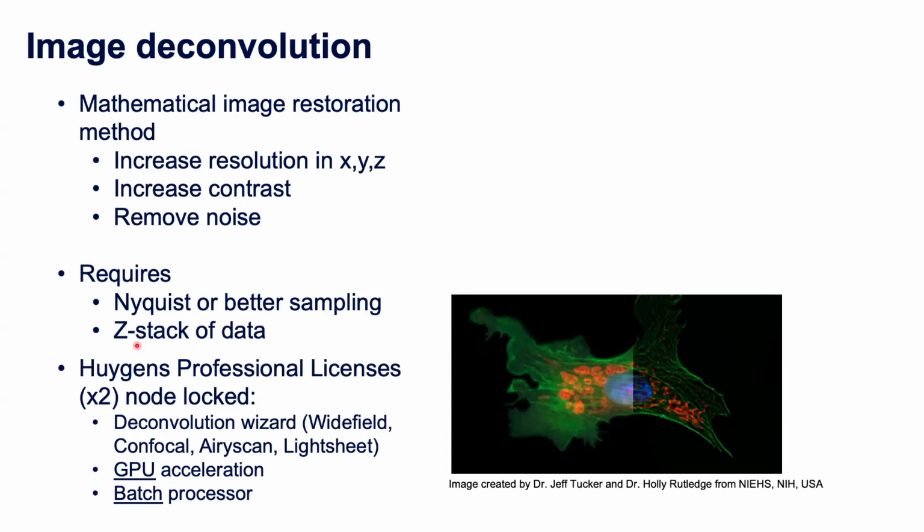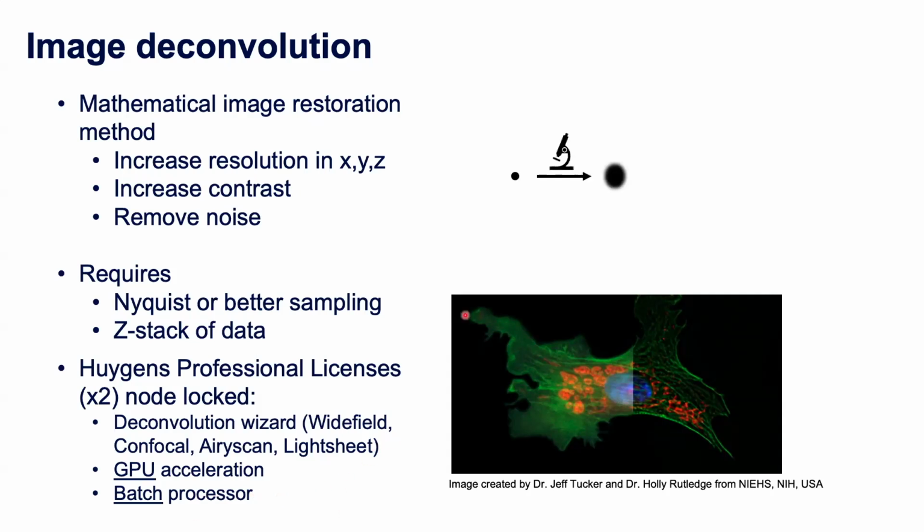The Huygens licenses, which we have here at BOMP, have a wizard, which will take you through how to do this on wide field, confocal, area scan and light sheet data. That has both GPU acceleration to allow that to go faster, and also batch processing as well. So if you're doing the same thing over and over to multiple images, you can set it up and just leave it to run.